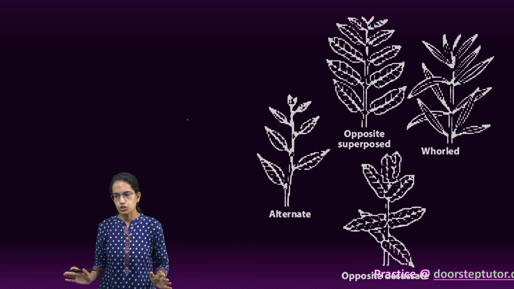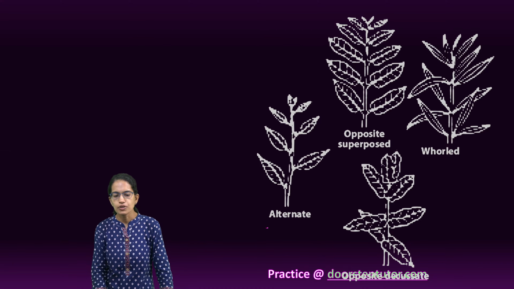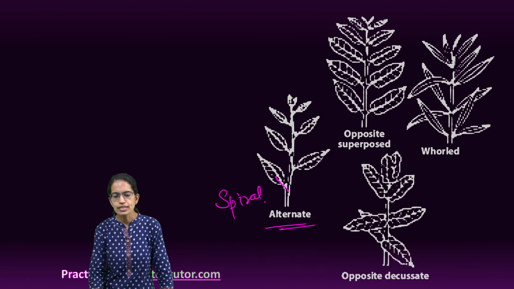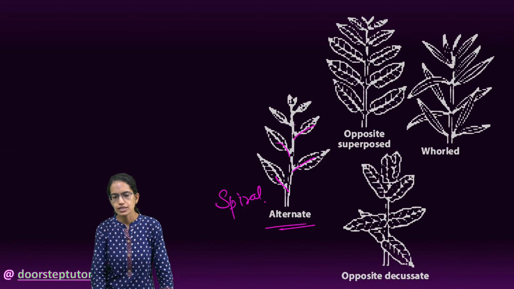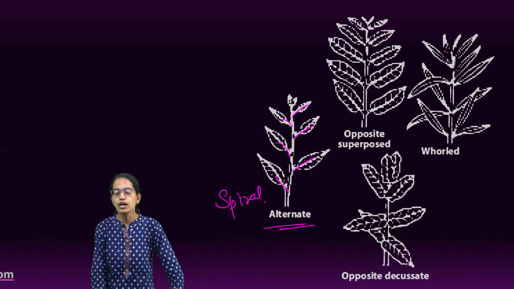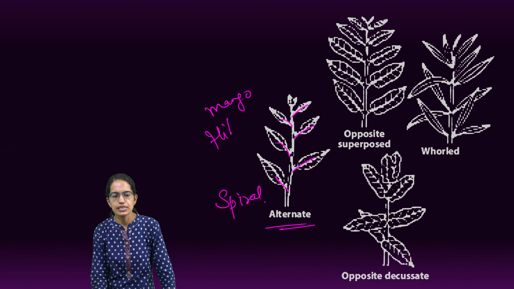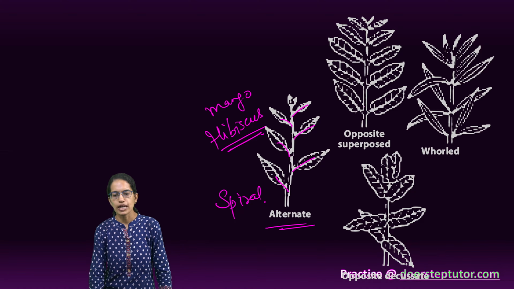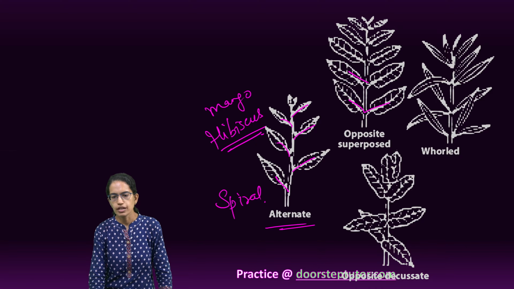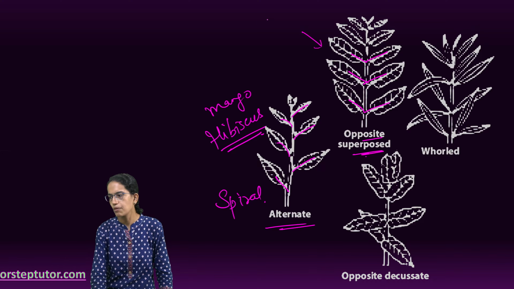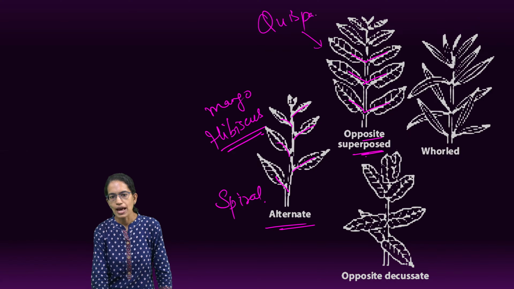Then comes the arrangement of the leaf. The arrangement can be called alternate or spiral, where from one end there is one leaf, another leaf, another leaf, another leaf. So each leaf originates from a different point, and this is commonly seen in mango trees and hibiscus. Two common examples for it. Then is the opposite arrangement, where both the leaves originate from the same point. We call this opposite superposed. A good example of opposite superposed is Quisqualis.